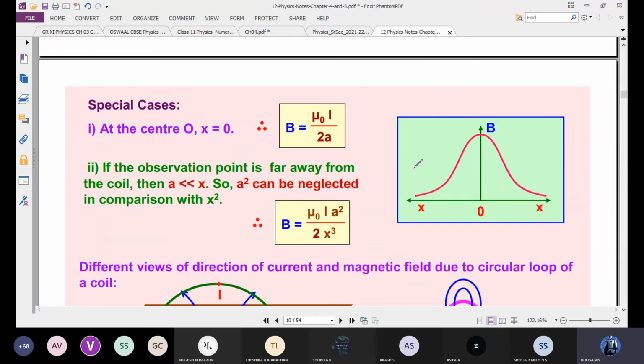So I will say some cases. Case 1, case 2, case 3. There are 3 cases. Now I will tell you the value. Please check it.